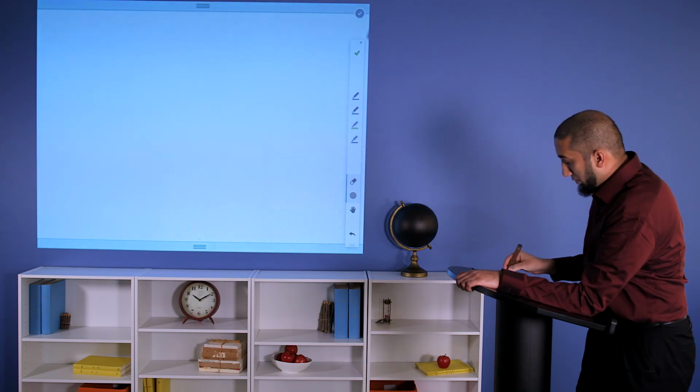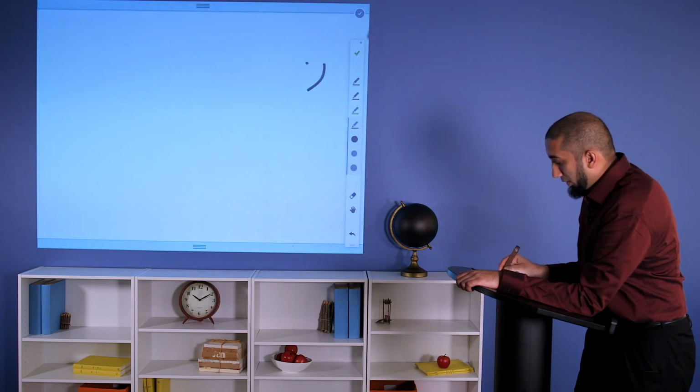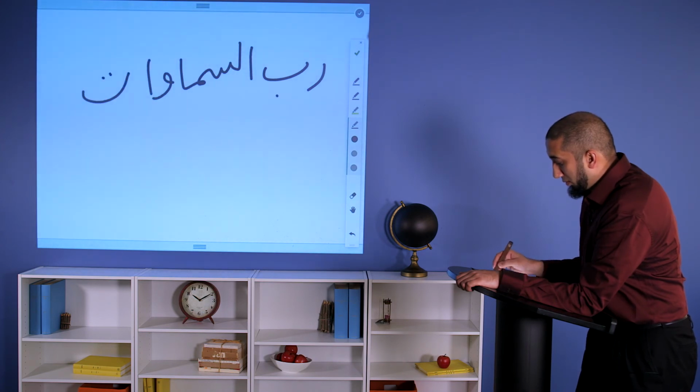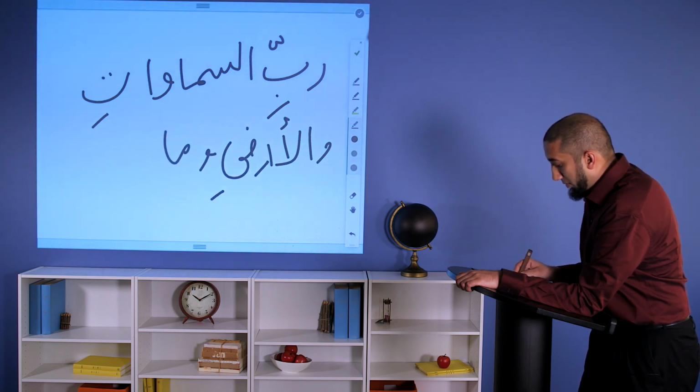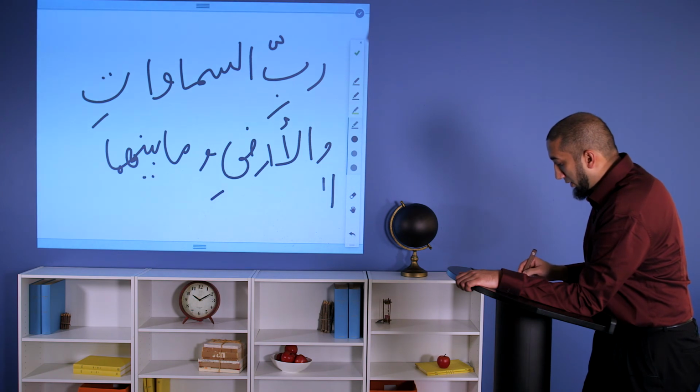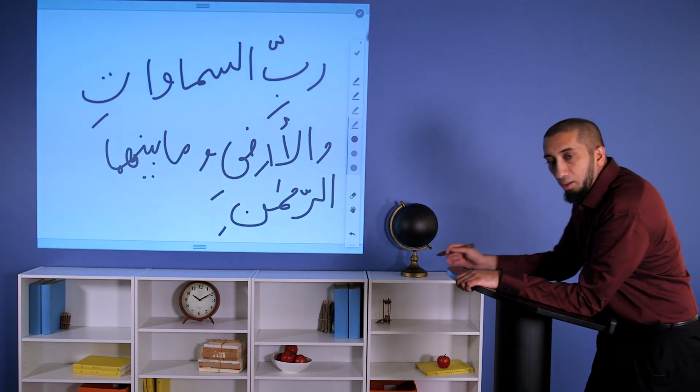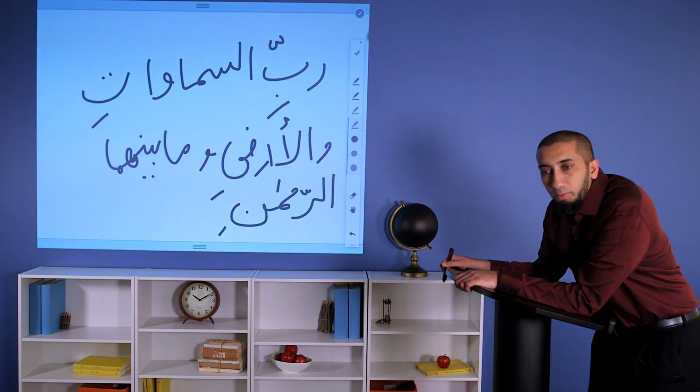You know, we read Rabb as-samawati wal-ardi wama baynahuma ar-Rahmani. Does it sound familiar? La yamlikuna minhu khitaba, Surah An-Naba.